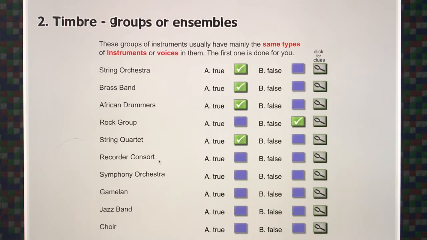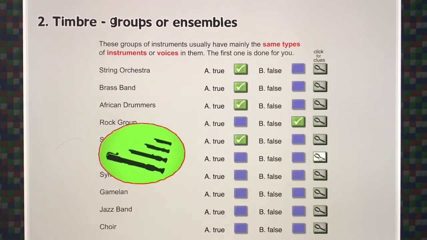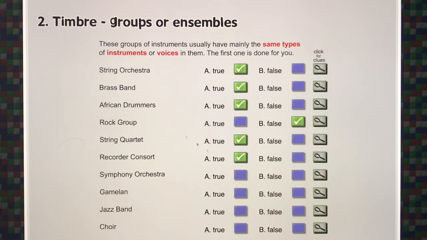Recorder consort. A consort is a very old name for a group. Recorders have been around for hundreds of years, and during Elizabethan times, that's Queen Elizabeth I, so around 1600, recorders were very popular. But they do come in lots of different sizes. They're all going to sound like they belong together. So I think this is true. Remember, we are trying to work out whether the groups of instruments or ensembles usually have mainly the same types of instruments or voices in them.